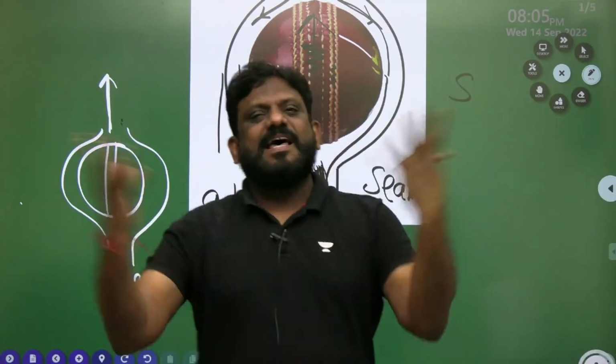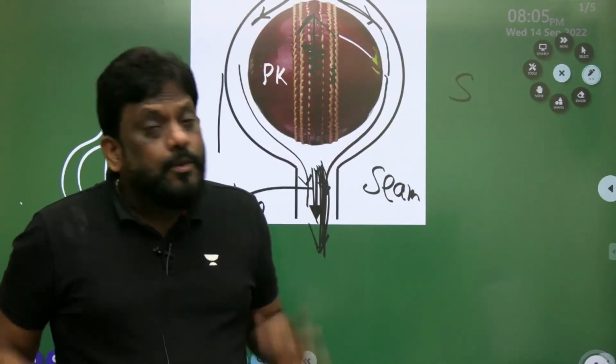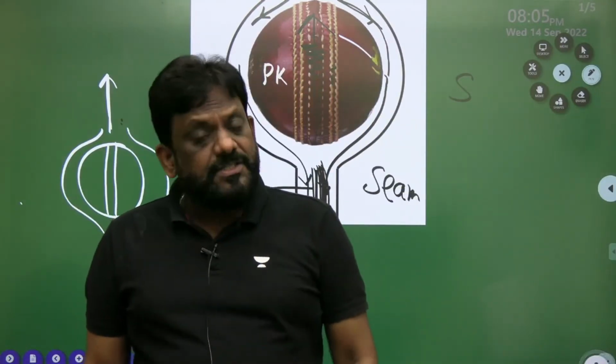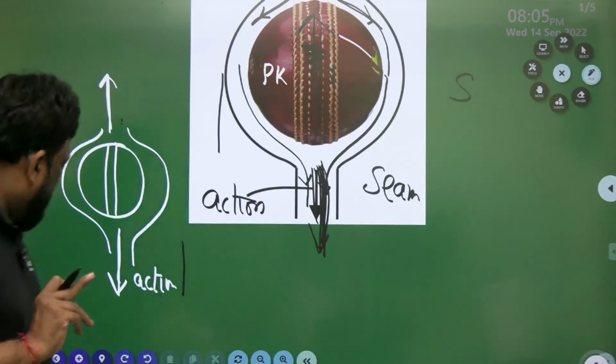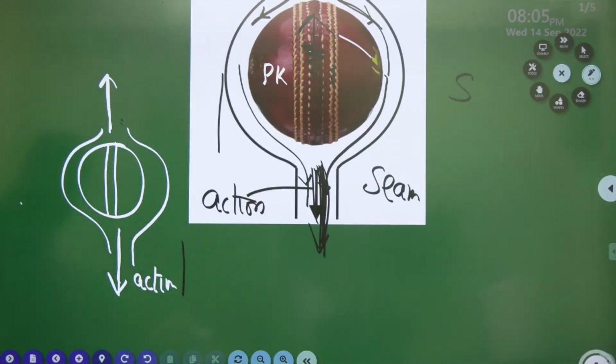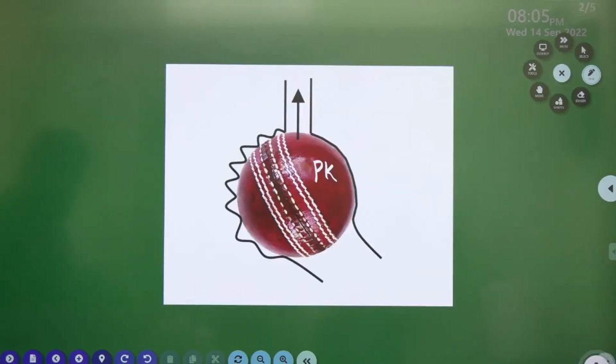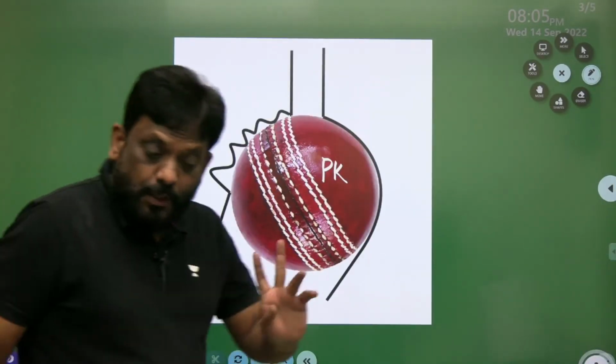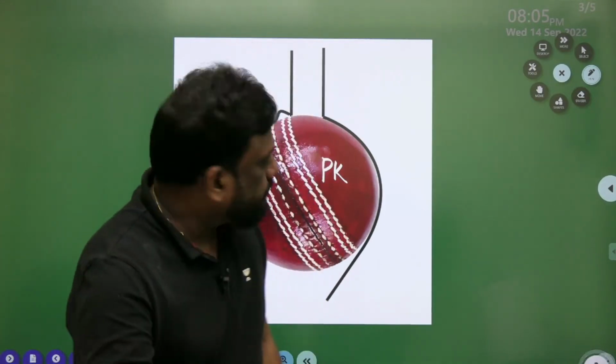Now magic starts happening. Now the question is, can we swing a new ball? The answer to this question is yes. We can swing a new ball. How? Please listen carefully, my dear students. How can we swing a new ball? Let me explain in a beautiful manner how the new ball can be swung. Look carefully.